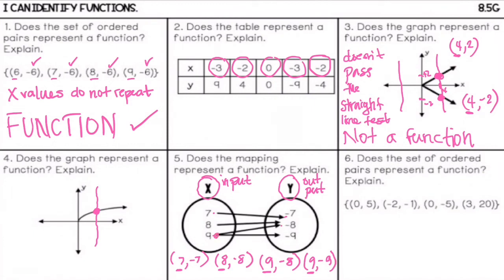Anytime I have 2 arrows leaving from my input value, x, to my output values, y, we say that this is not a function. My x values are repeating here. So because of that 9 and those 2 arrows, we say this is not a function. It is not a function, because I have 2 arrows leaving my input value of 9.